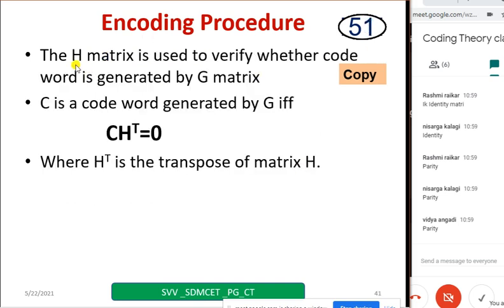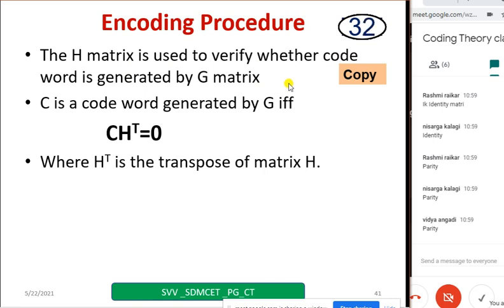The H matrix is used to verify whether the code word is generated by G or not. How can I verify? Simply do CH transpose, and it should be equal to 0. H transpose is the transpose of the matrix H. This is about the encoding procedure.